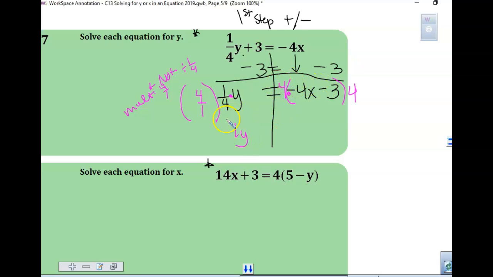So 1y equals negative 16x, negative 3 times negative times 4 gives me a plus a negative 12. I'll have some people tell me just minus 12. They'll say y equals negative 16x minus 12.